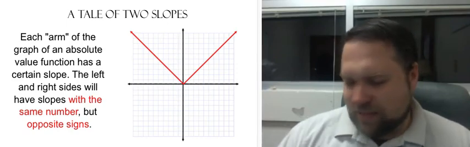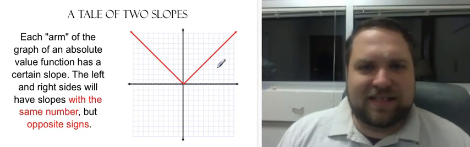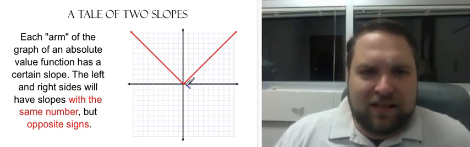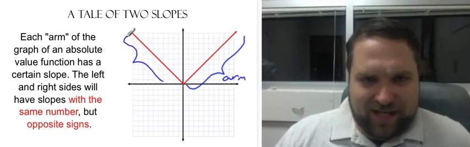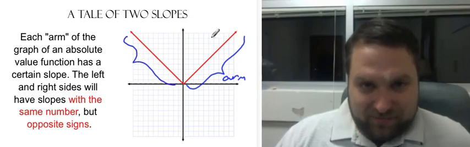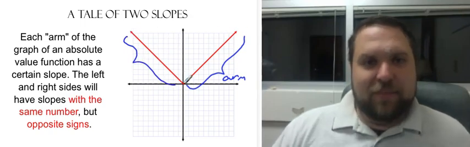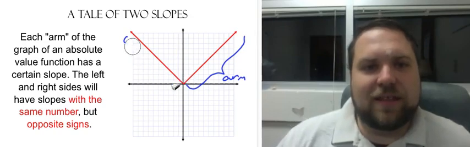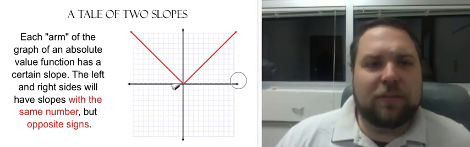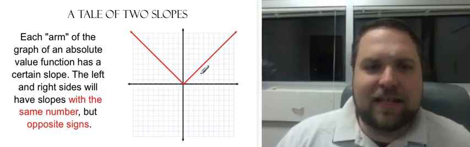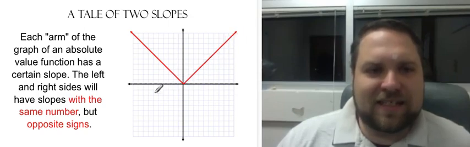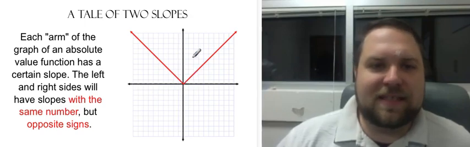Each arm of the absolute value function, and I don't believe that's a technical term, but I'm just using it like this. I would say that that is one arm, and this is the other, just to have a way to refer to that. You could also call this a right side and a left side based on the vertex, which you'll recall is right there in the middle. But each arm of the graph of an absolute value function has a certain slope. And the neat thing is that whatever the slope on the right side is and the slope on the left side is, they'll have the same number but with opposite signs.